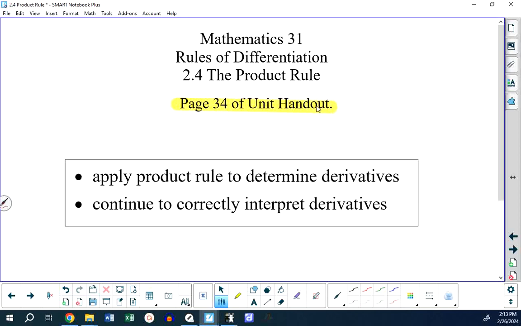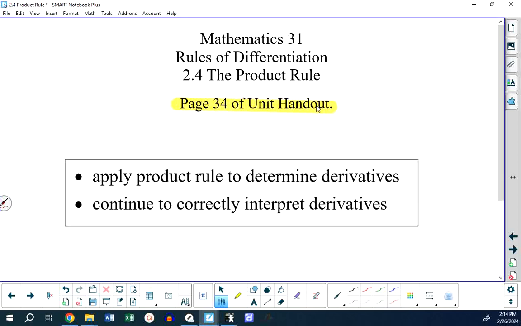So this is the lesson on the product rule or the product law. Like all of the other rules of differentiation, you are not given the product rule, which you can think of as kind of a formula. You're not given any formulas or rules directly on any kind of data sheet.